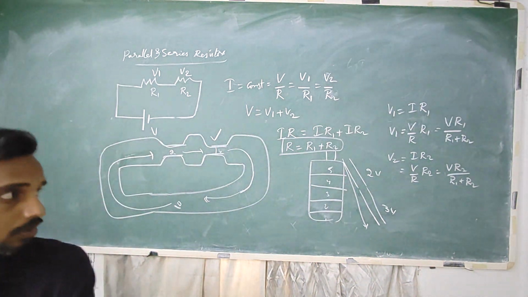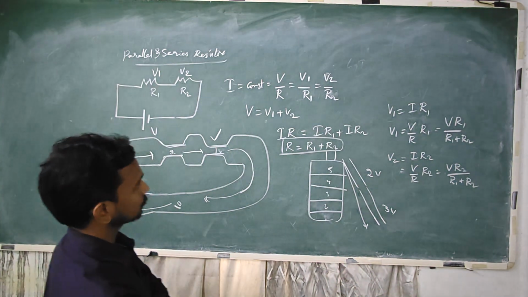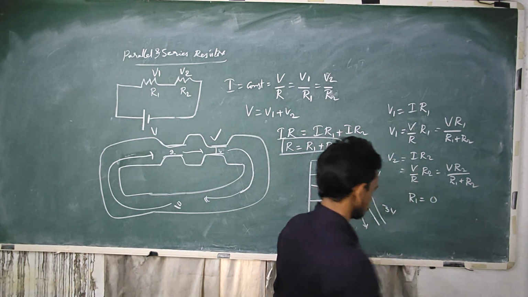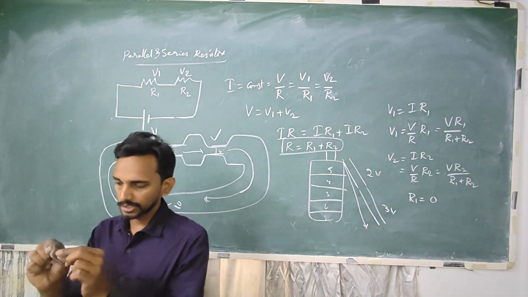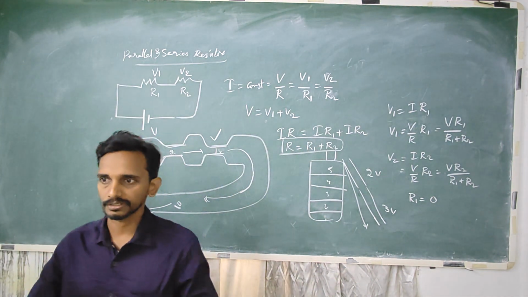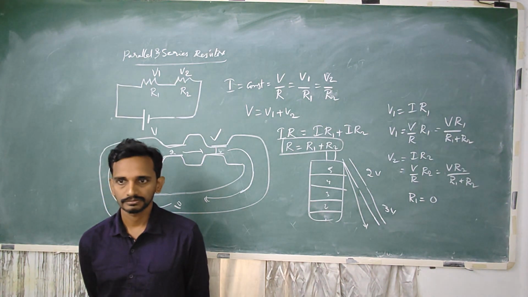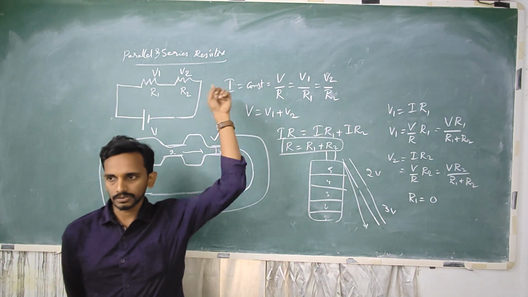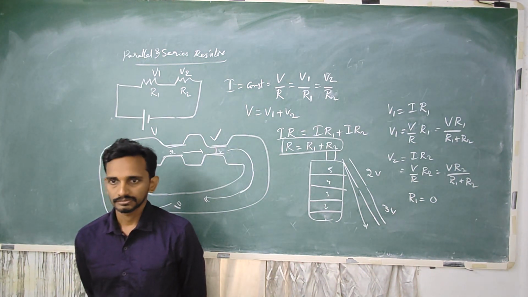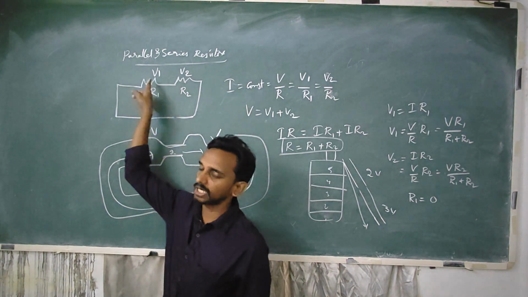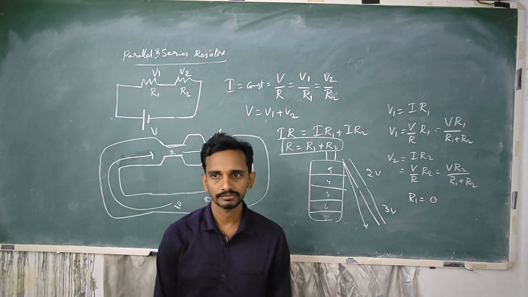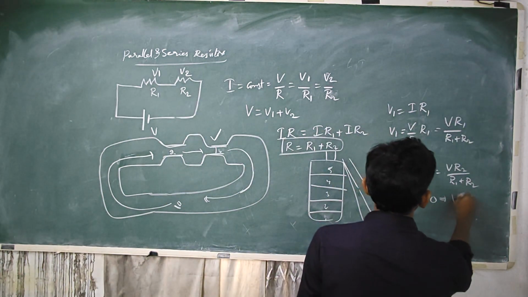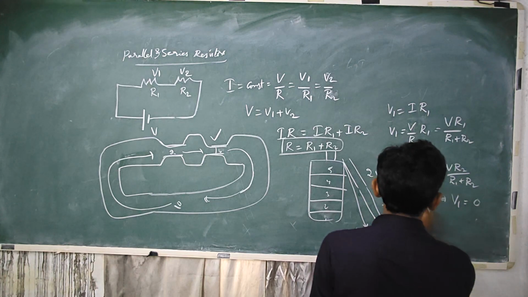Is that clear? So now I try to replace one of the resistances with, let's say R1 is 0. I am replacing the resistor with a conducting wire. What happens? So the entire voltage will be dropped at R2, because there is no voltage drop at R1. So I am replacing R1 with a conducting wire. R1 is 0. What happens then? V1 is 0. What about V2?